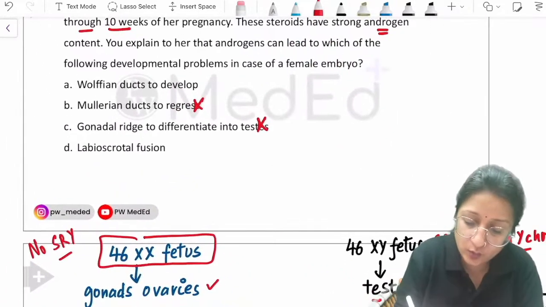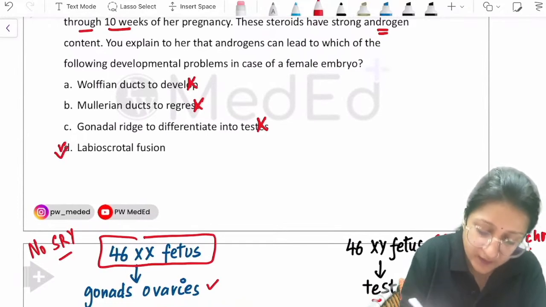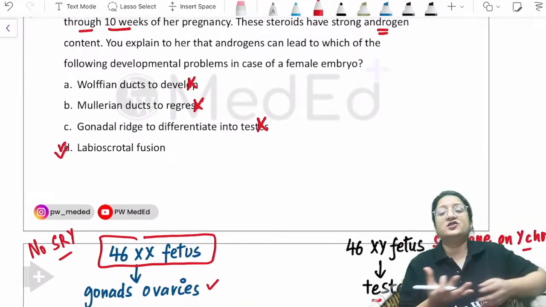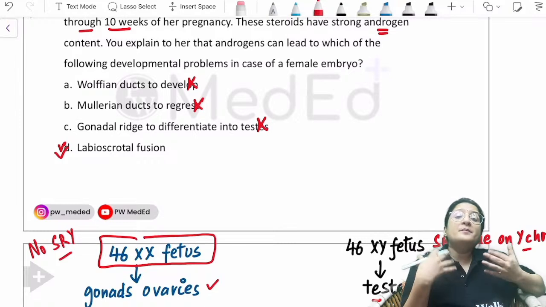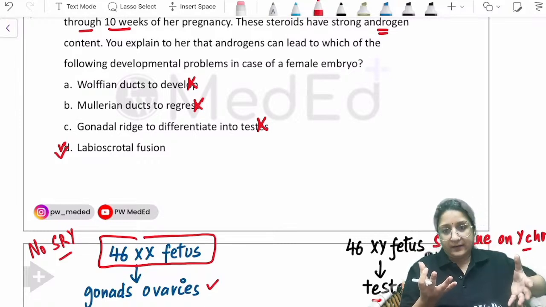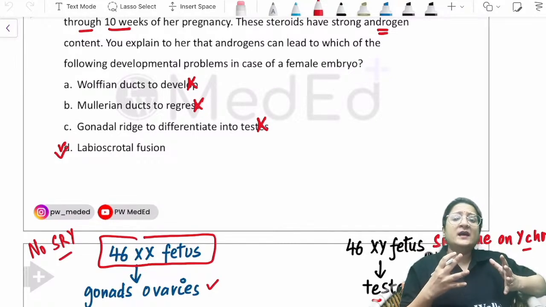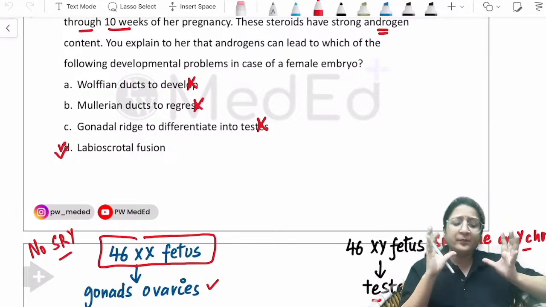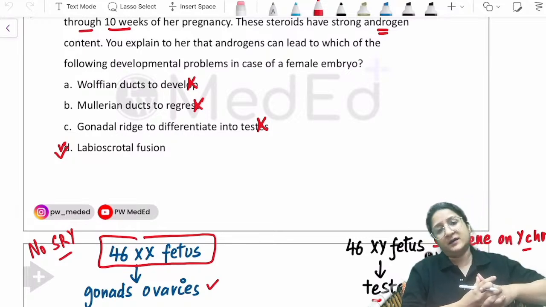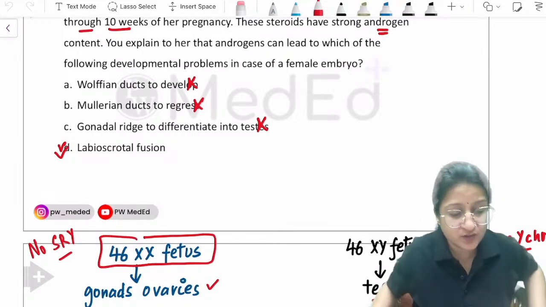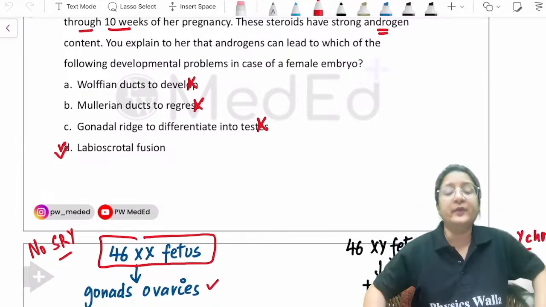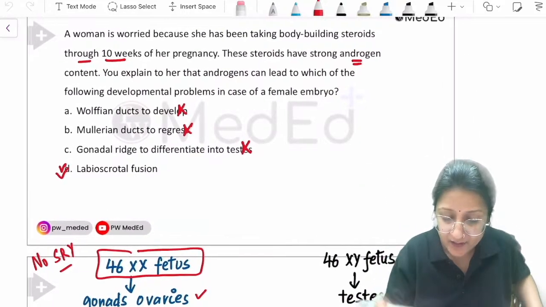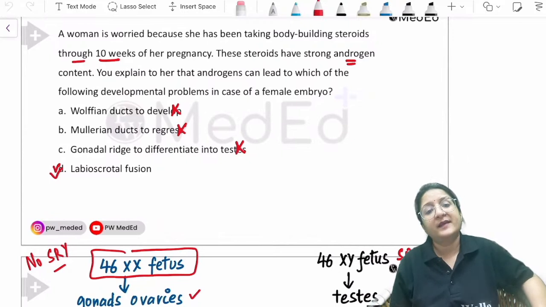So it can lead to labioscrotal fusion. It can lead to a situation where there can be ambiguous genitalia. For example, there can be some clitoromegaly or labioscrotal fusion. So the correct answer to this question is option D, right? So are we clear on this? Yes.